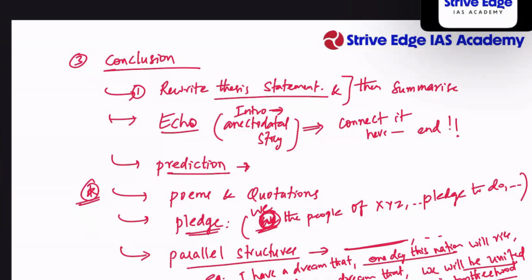So these are different types. One of the most important ones: if you are using an anecdote in your introduction, it is better to write an echo. And predictions are again one important thing we can write if you have started with the context or any recent current affairs. Then poems and quotations are also another one. So pledge, you can use all these things. So this is all about the structure.